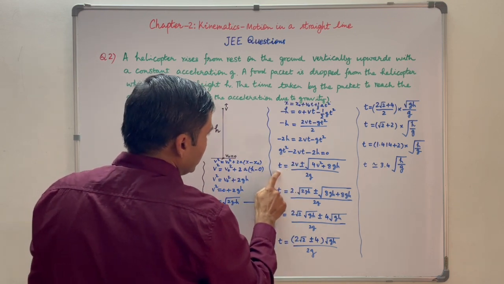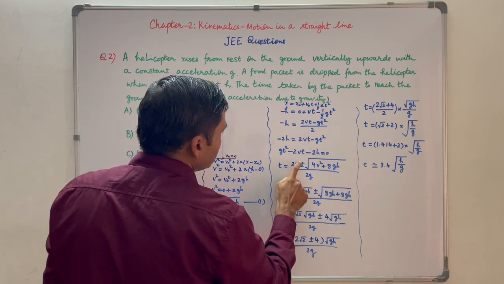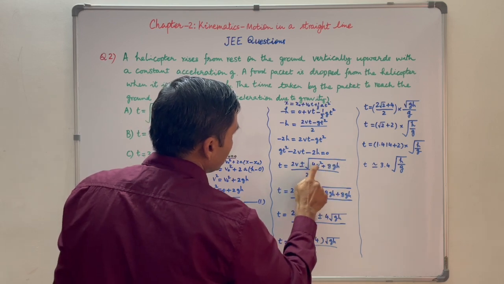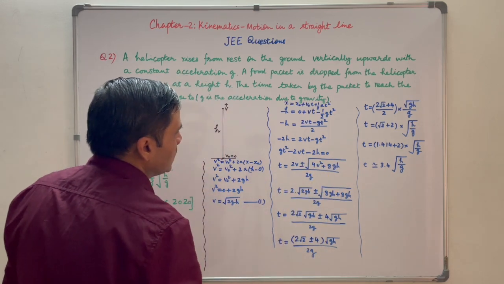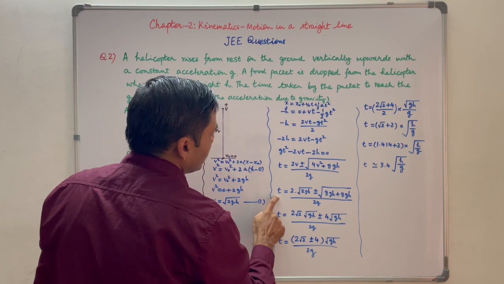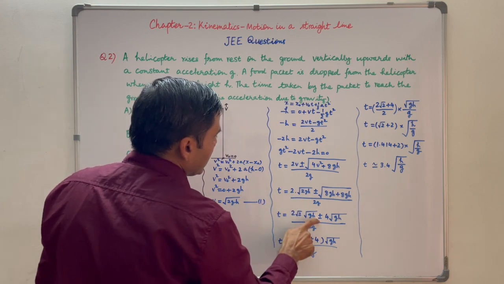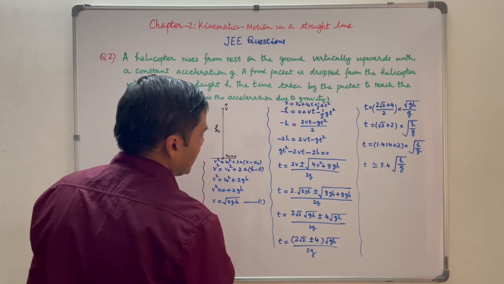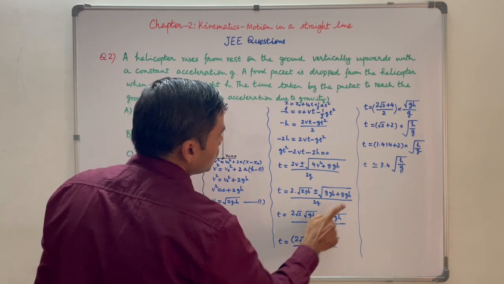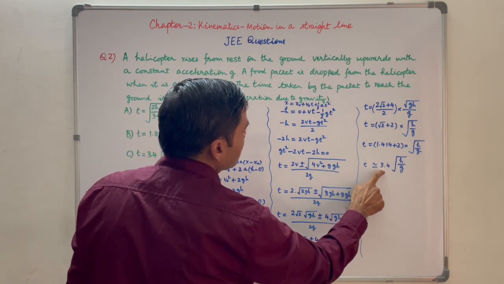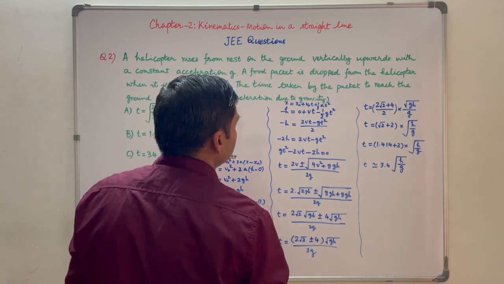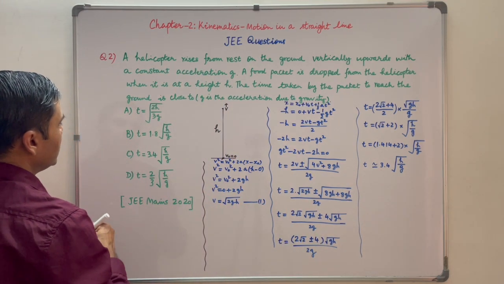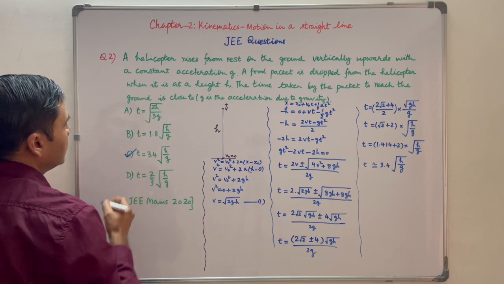So the value of t will be given by minus b plus minus under root b square minus 4ac upon 2a. So we will get two values of t. Negative we cannot take because the time calculated will be negative in that case. So t comes out to be approximately 3.4 under root h by g. So the correct option is option C.